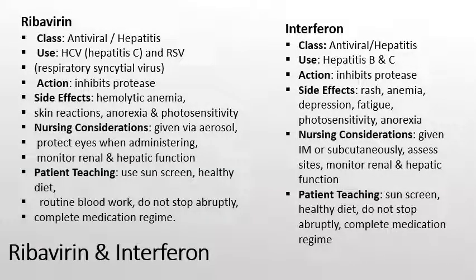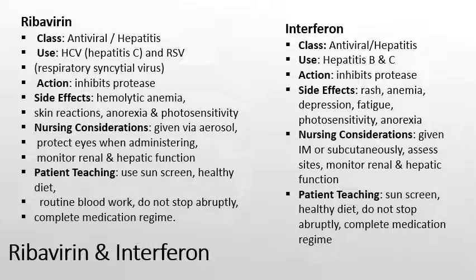Ribavirin is used to treat RSV, respiratory syncytial virus. It's used in more severe cases along with steroids and bronchodilators. It's used for hepatitis C virus when used with other medications. It's administered orally or via an aerosol treatment, and it's contraindicated in pregnancy.